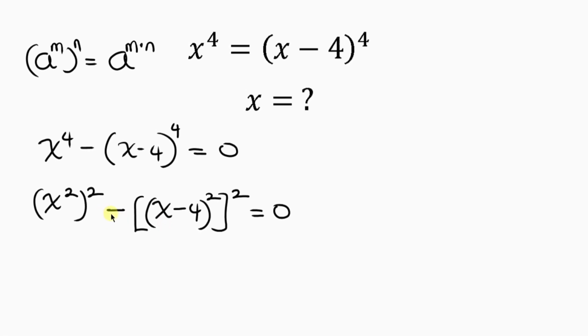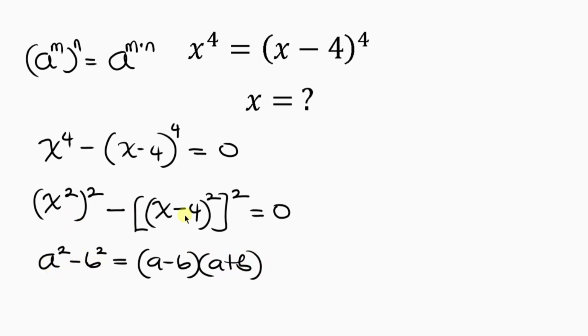Now notice that we have an expression in difference of two squares. An expression in difference of two squares, for example, when I have a squared minus b squared, this can be written as (a minus b) times (a plus b). If we are to compare what we have here to what we have here, you see that a is in the form of x squared, while b is in the form of (x minus 4) all raised to the 2. So we're going to be writing this expression in this form.